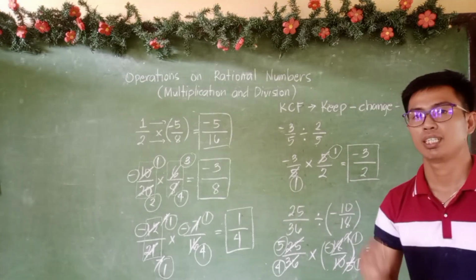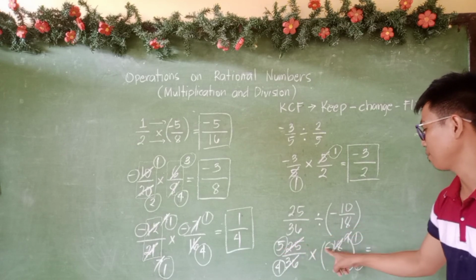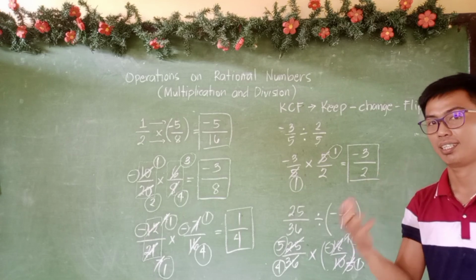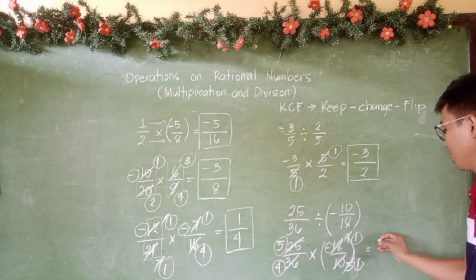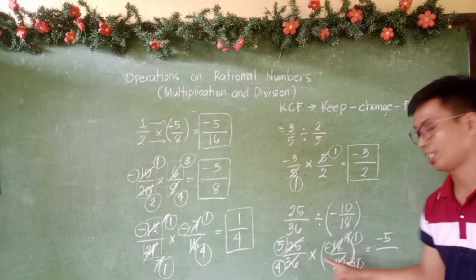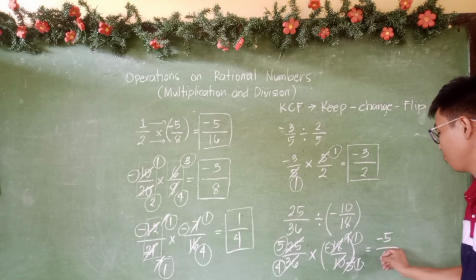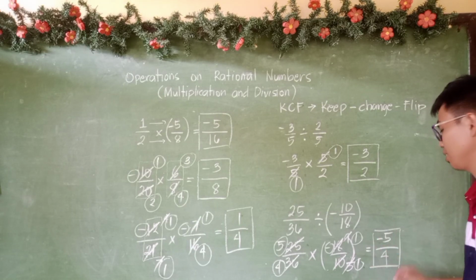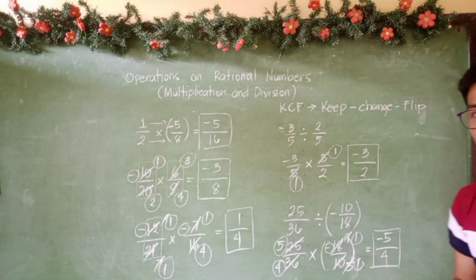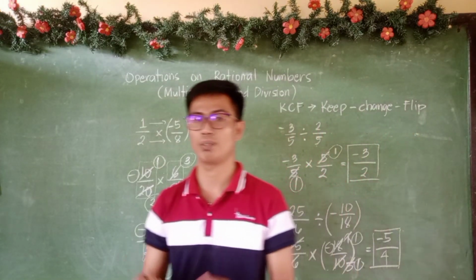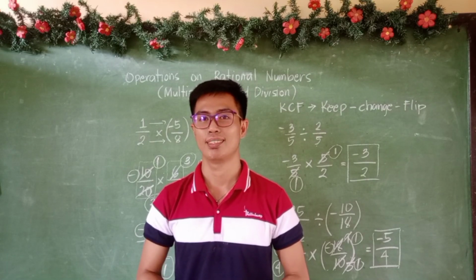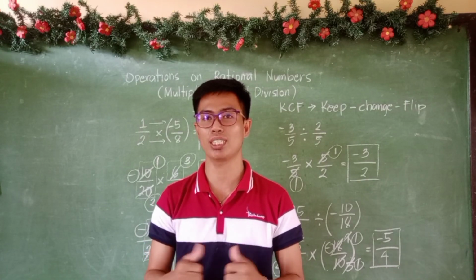Then, saka natin siya i-multiply. 5 times negative 1, so different sign, ibig sabihin, ang sagot ay negative. So, 5 times 1 is negative 5. And for the denominator, we have 4 times 1, that is 4. And our final answer is negative 5 over 4. And that is how you divide a rational number in fraction form. So, gamitin nyo lang yung KCF method and mapupunta kayo sa multiplication. And that is for multiplication and division of rational numbers.